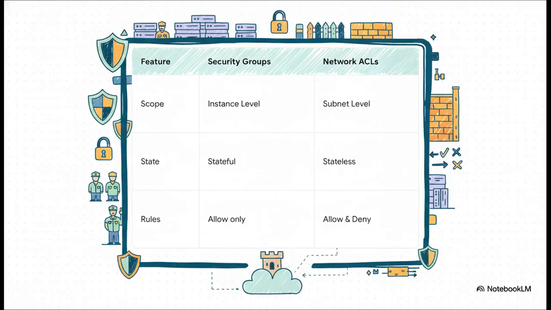So here's the breakdown, and I love this analogy. A security group is like a personal bodyguard that's assigned to one specific server. It's stateful, which is a fancy way of saying if it lets a conversation in, it automatically lets the reply back out without a second thought. A network ACL, on the other hand, is like a checkpoint guard at the border of an entire zone or subnet. It's stateless. It checks the ID of every single packet going in and every packet going out, and you have to write separate rules for both directions.